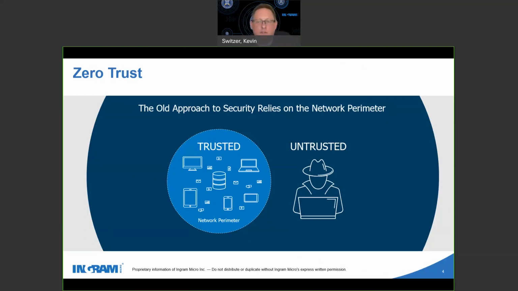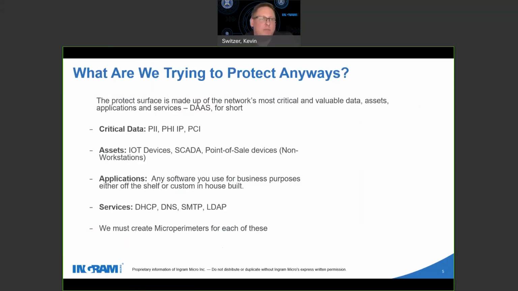Now, there is no real silver bullet when it comes to achieving a zero trust security architecture, but identity and access management is one of the core technologies that organizations should start with on the journey of zero trust. So the first step is to identify what we really need to protect anyway. So we start out with critical data.